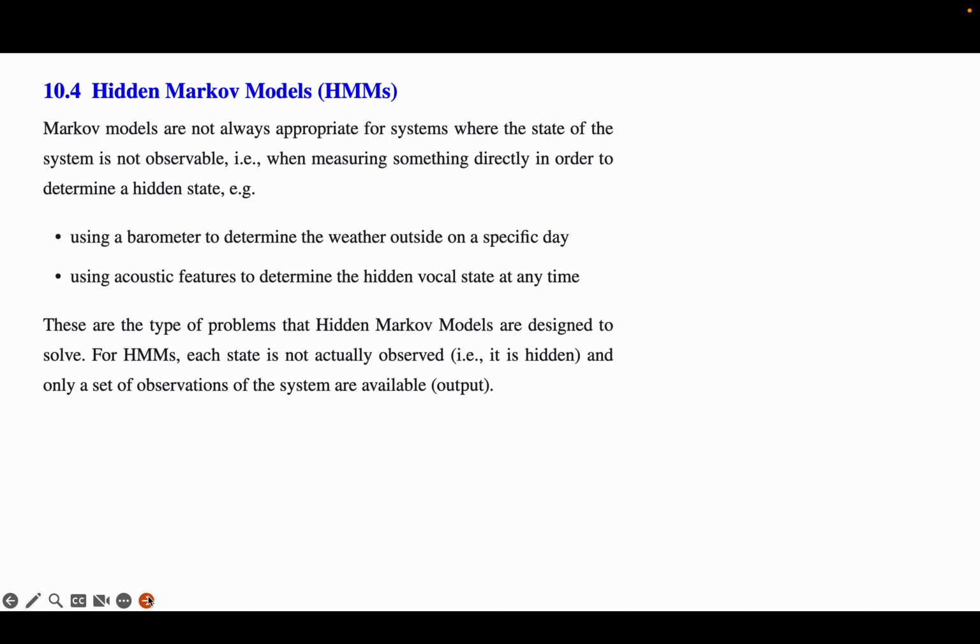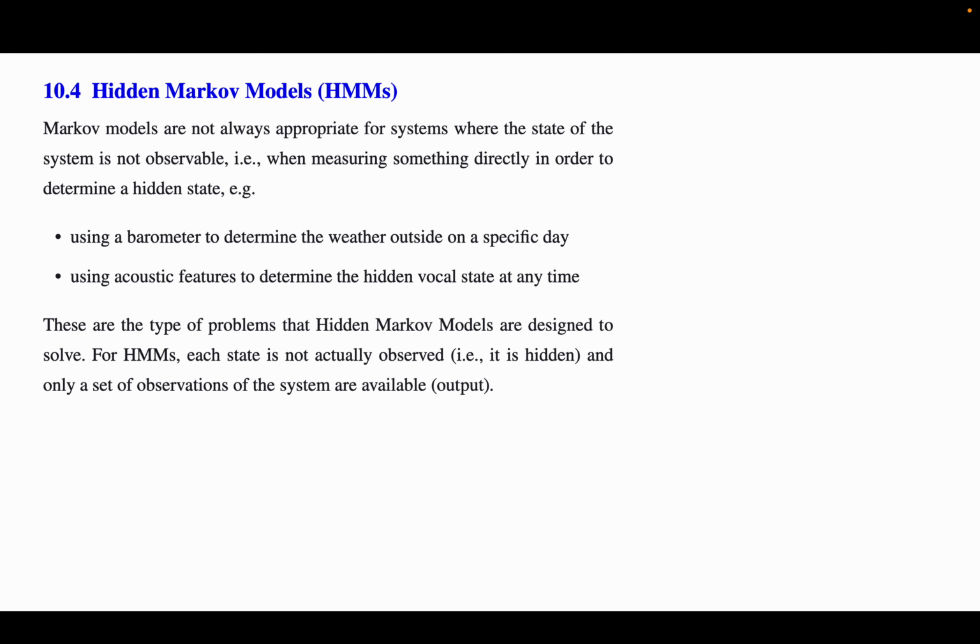In speech, once again, we're not measuring the vocal cord activation, we're not measuring what the tongue is doing or any of that in the speaker. So all we really have to observe are acoustic features. And we hope that helps us determine these hidden vocal states. So these are the types of problems that hidden Markov models are designed to solve.